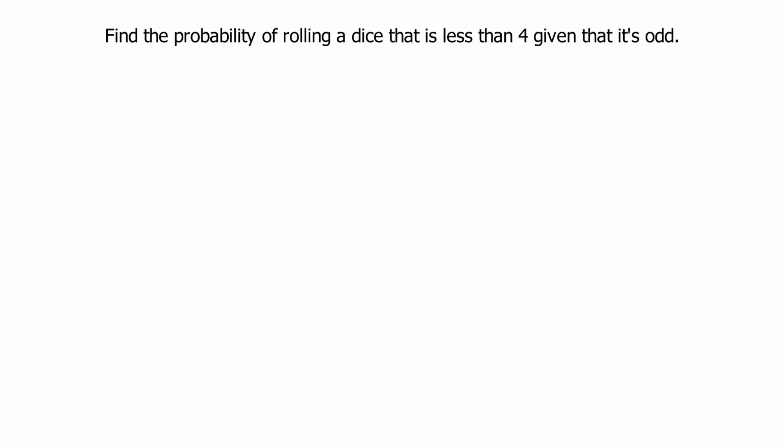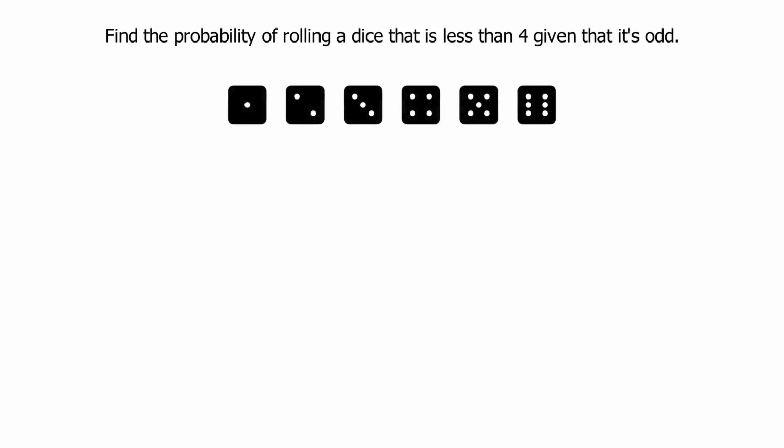So for our first example, it says find the probability of rolling a dice that is less than 4 given that it's odd. So as you know, with a dice, there's 6 possibilities. We have 1, 2, 3, 4, 5, or 6. Now, in this case, it says we're given all the dice that are odd. So remember, the first thing that we want to do is find the probability of what we're given. In this case, we want to find the probability of rolling a dice that's odd. And there would only be, in this case, 3 items, which would be 1, 3, and 5.